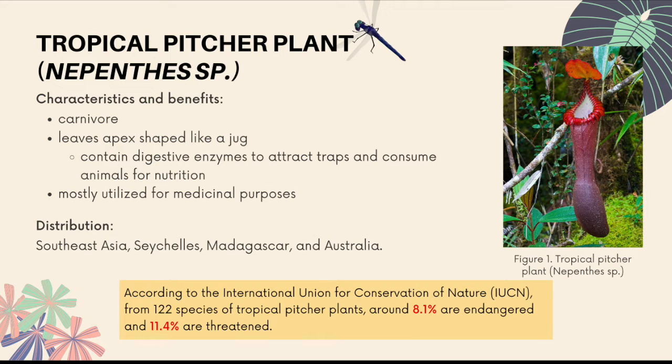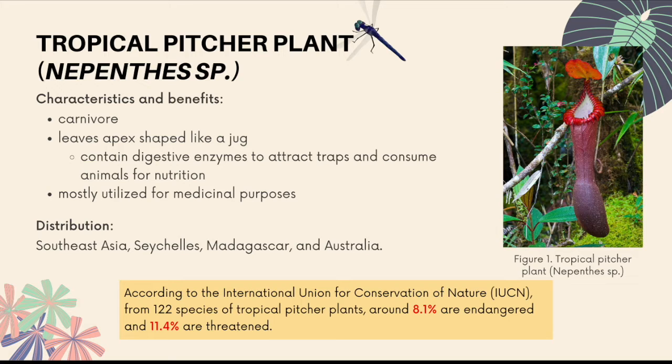Let's talk about the tropical pitcher plant, also known as kantong semar in Indonesia. The tropical pitcher plant is a carnivorous plant. The leaf apex is shaped like a jug that contains digestive enzymes that attract and trap prey, and the plant itself will consume animals for nutrition purposes.